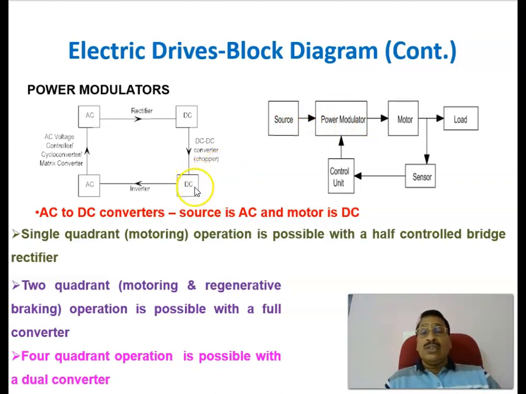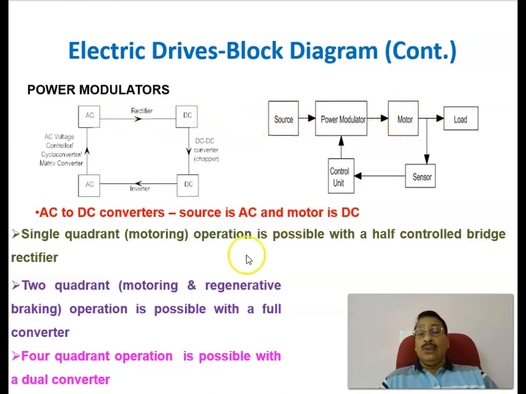Now, if the source is DC but the motor is an AC motor, that is a DC to AC converter, to get a variable voltage, variable frequency, we will be using an inverter. If the source is AC as well as the motor is AC, then it is an AC to AC converter: AC controllers, cycloconverters, and matrix converters are there. Therefore, these are the different types of power modulator depending upon the type of the source and the type of the motor used.